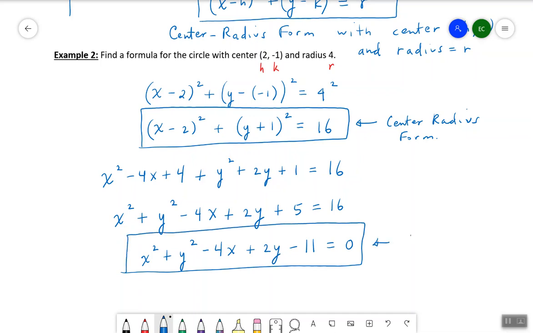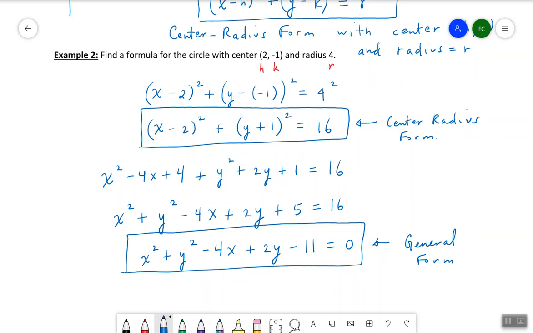And this is called a general form of a circle. Which equation do you like better? Which equation is more meaningful, or which equation has more information readily available? I bet you'll say the center radius form is nicer because you can just look at the center radius form and you can see what the center and the radius are. The general form requires some work to see that. And we'll talk about that some more in the next video.